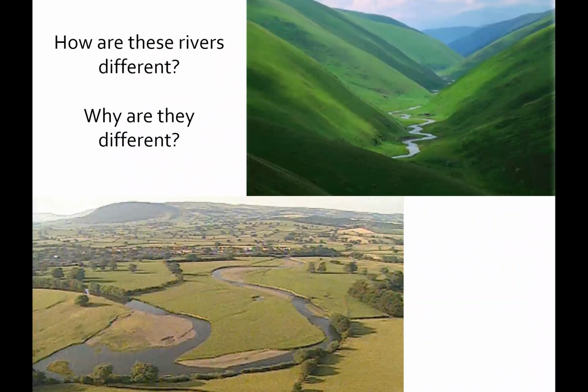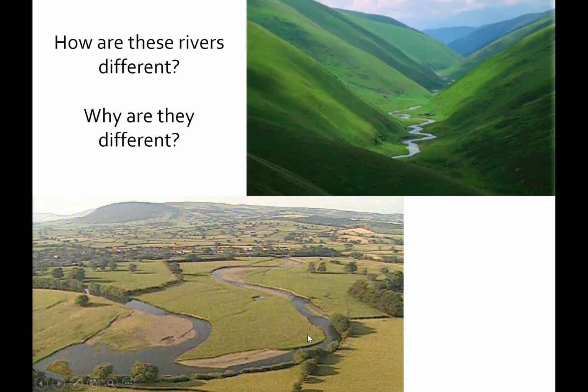If you have a look at these two images, they're of the same river, but they're very, very different. So I want you to think, how are they different, but also why are they different? So the ways that they are different, this one has a steeper valley. This one has a flat valley. This one is narrow and it's quite shallow. This one is wider and it's deeper. This one, although it does wiggle a little bit, it doesn't bend, it doesn't meander as much as this one does here.